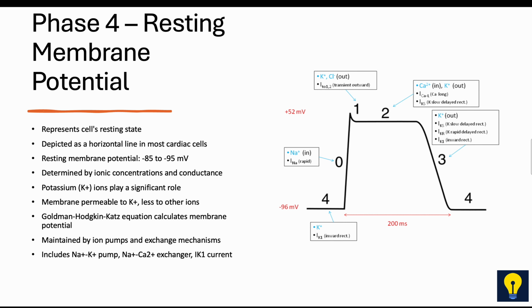the dominance of the potassium equilibrium potential in determining the resting membrane potential. The Goldman-Hodgkin-Katz voltage equation can be used to calculate the membrane potential. It takes into account the contributions of various ions. Several ion pumps and exchange mechanisms, including the sodium-potassium exchange pump, the sodium-calcium exchanger current, and the IK1 inwardly rectifying K plus current, maintain this electrical gradient.